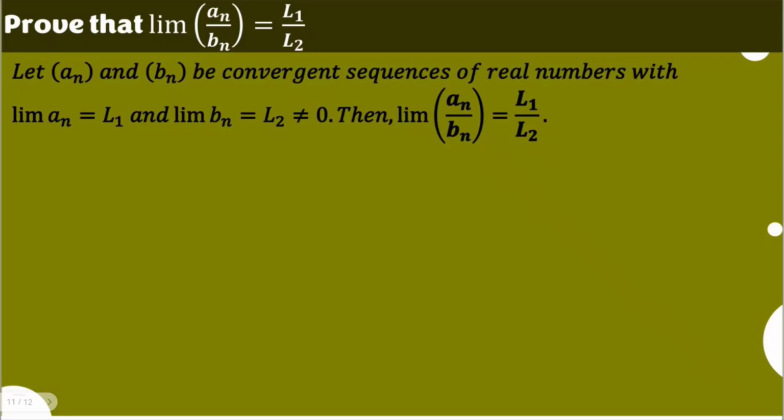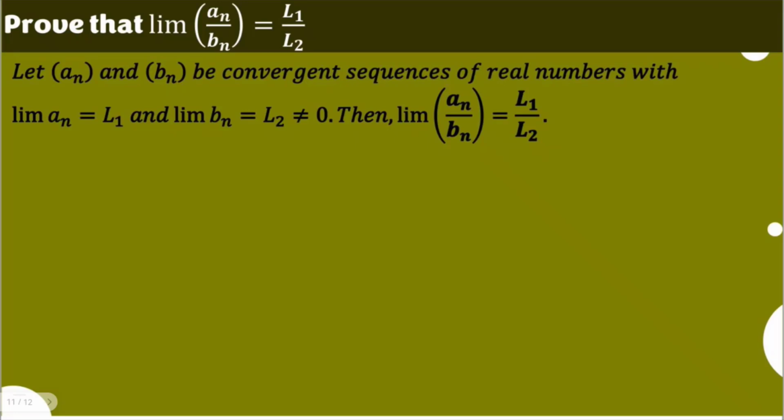Here's the actual statement. Let a sub n and b sub n be convergent sequences of real numbers with the limit of a sub n being L sub 1 and the limit of b sub n being L sub 2, which is not equal to 0. Then the limit of the quotient of a sub n and b sub n is equal to the quotient of L sub 1 and L sub 2. Take note, there is a restriction here that the limit of b sub n is not equal to 0, so that the limit of the quotient of the two sequences also exists.